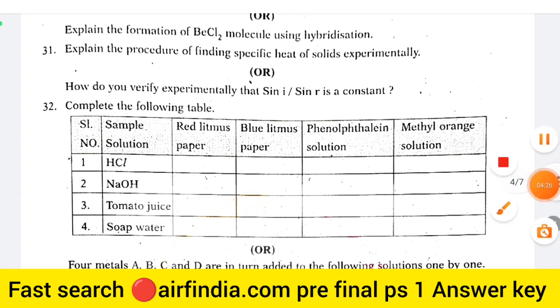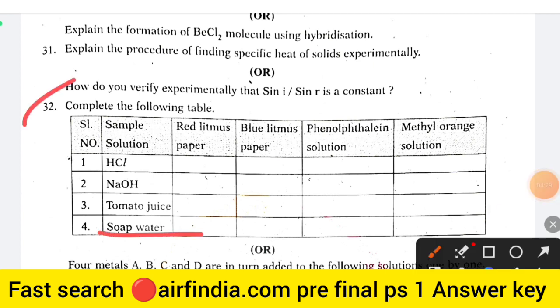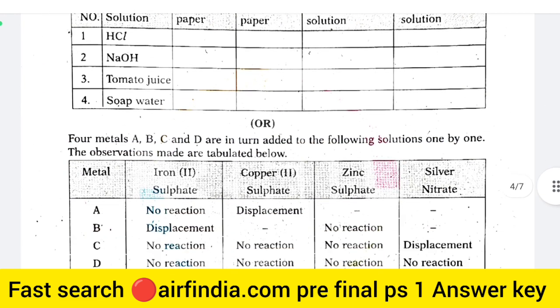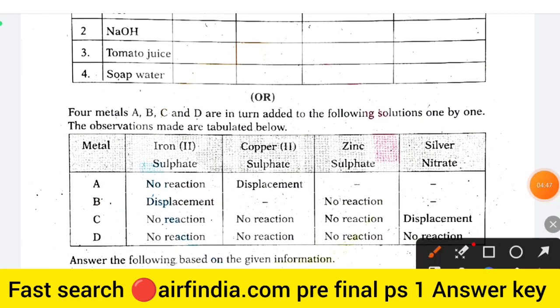The next is, complete the following table. Here is the table: sample solution, red litmus paper, blue litmus paper, phenolphthalein solution, and methyl orange solution. The samples are HCl (hydrochloric acid), NaOH (sodium hydroxide), tomato juice, and soap water. And the next is optionally available.